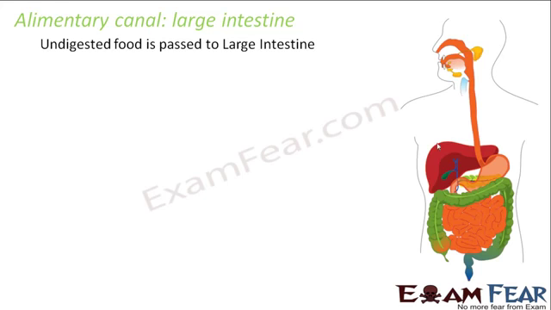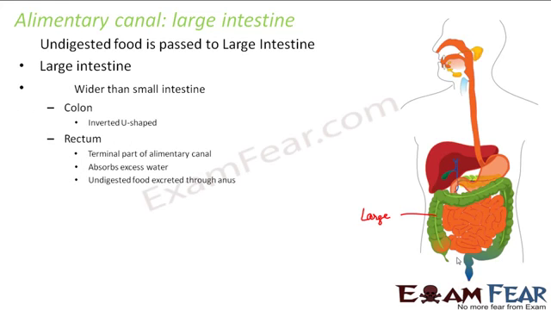So where is the large intestine? This is the large intestine. If you see here, the undigested food will pass from here. The small intestine is connected to the large intestine like this. So it will pass through the large intestine and it is finally excreted out through the anus. This large intestine is wider than the small intestine. You can see in the picture itself, the small intestine is very thin. The tubes are very thin, but here it is wider.